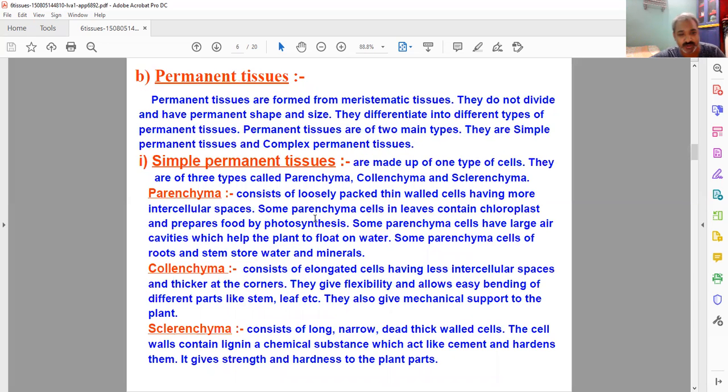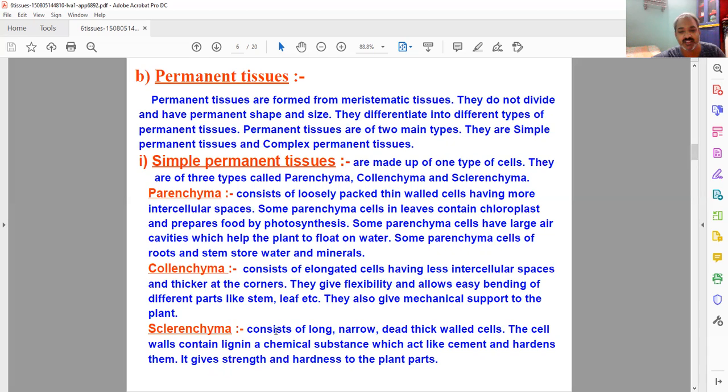Next are permanent tissues. In simple permanent we have parenchyma, collenchyma and sclerenchyma. Parenchyma cells are loosely packed and thin walled, and their main function is to store food. They prepare the food and also store it. Collenchyma has less intercellular space, gives flexibility and allows easy bending of the branches. That's why a monkey can jump on the collenchyma.